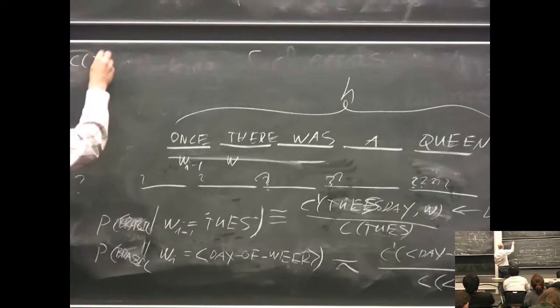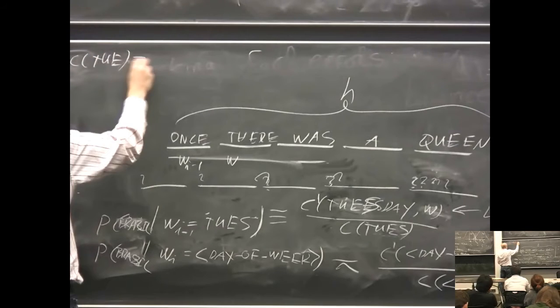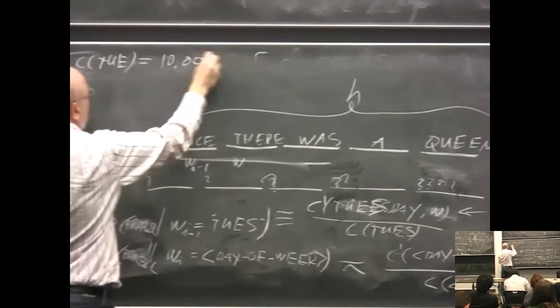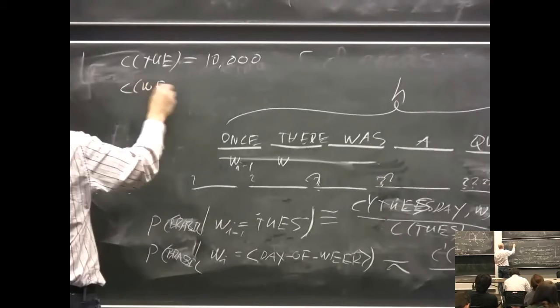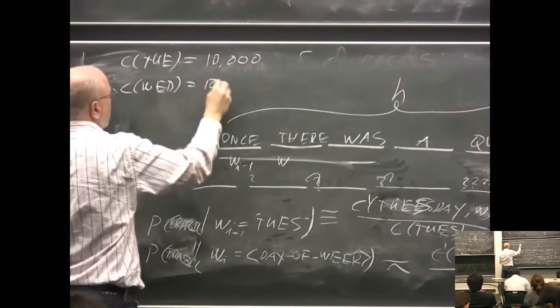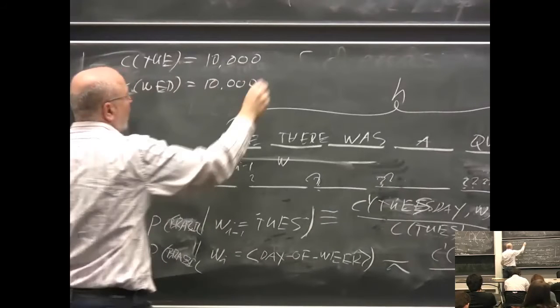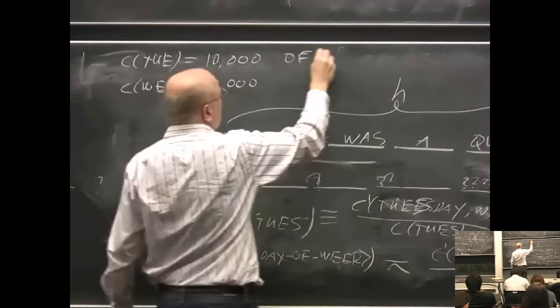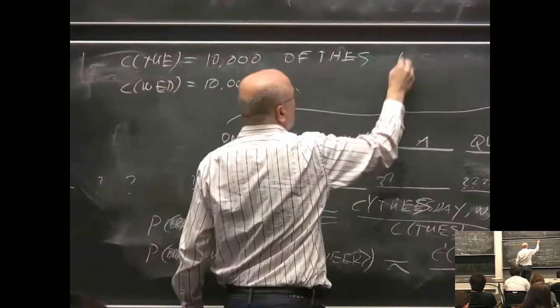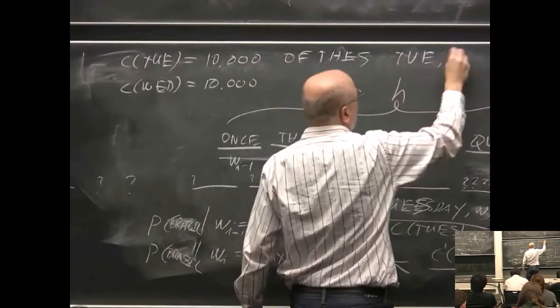Count of Tuesday is 10,000. Count of Wednesday is 10,000. Of these, Tuesday was followed by Brazil.